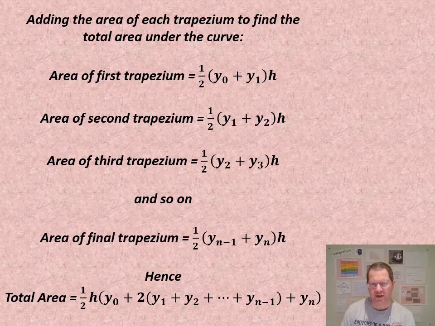So if we look at factorising all of that, we've got a half and an h in every area. We've got 1 y0 in the first trapezium, we've got 1 yn in the final trapezium, and then we've got 2 of everything else. We've got 2 y1s, 2 y2s, and so on. So there is our formula. Total area equals half of h multiplied by y0 plus 2 of all the other ones apart from yn.